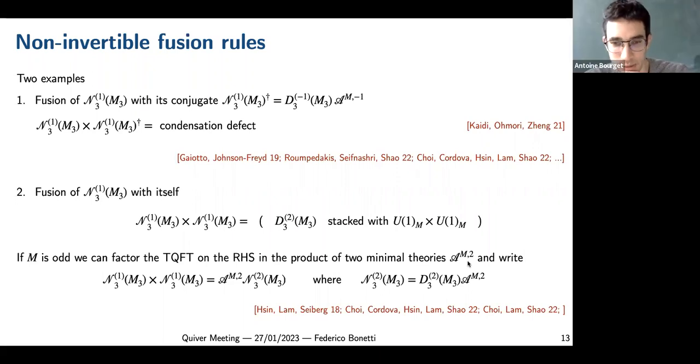M and 2 should be coprime again. So what fails is our ability to perform this factorization into the well-defined minimal theory and something else. But we can still think of the right-hand side of the fusion as the vanilla D2 defect dressed with a non-trivial TFT. So what is A_{M,2}? Is it the U(2) at level M?